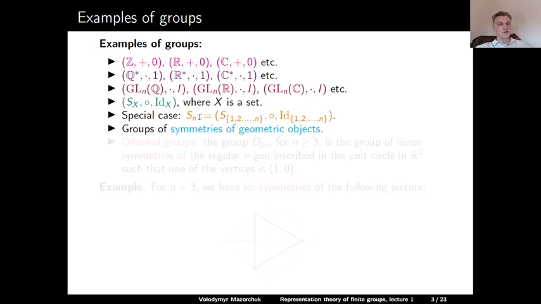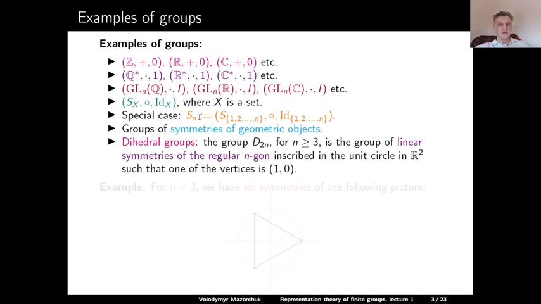Then we have groups of symmetries of geometric objects. So if we have some geometric object in some space like Rn, we can consider all isometries of Rn which preserve this geometric object with respect to composition and with the identity map being the identity element of this group.